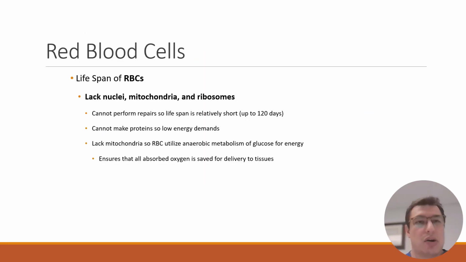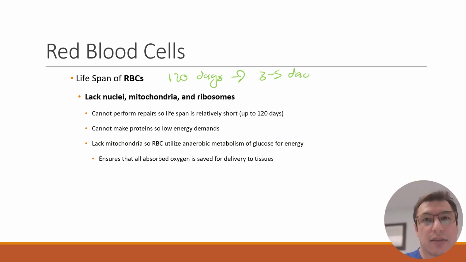Okay, so the lifespan of a red blood cell is about 120 days. The formation of a red blood cell takes 3 to 5 days. Now it is the reticulocyte and the mature red blood cell that are missing nuclei, mitochondria, and ribosomes.